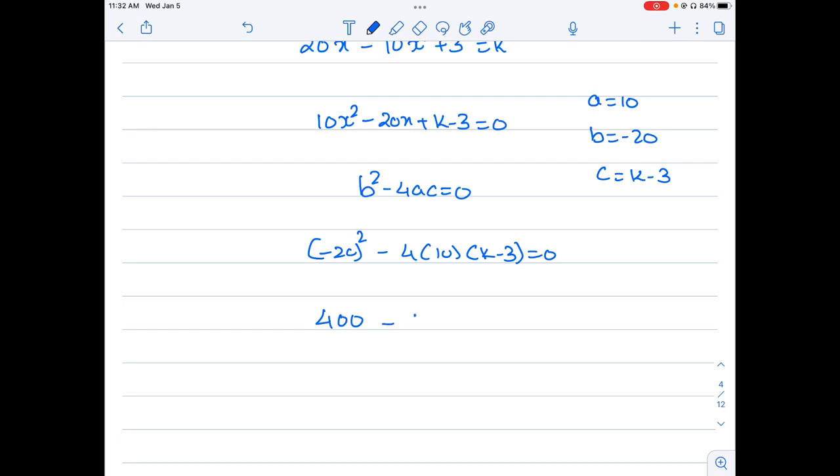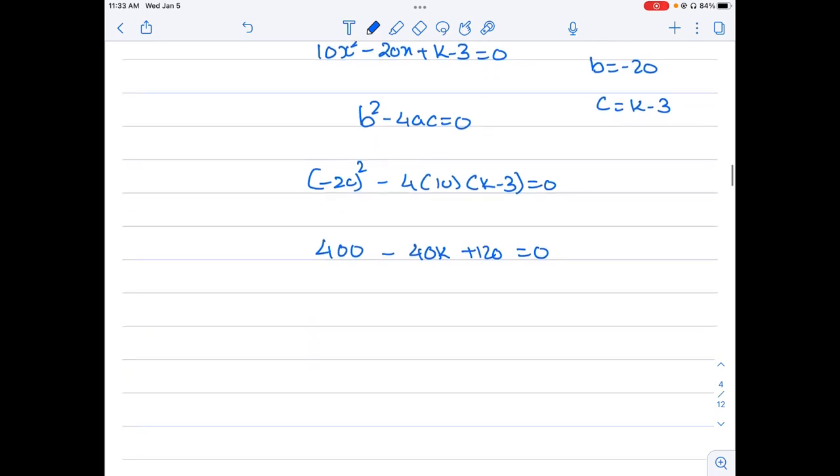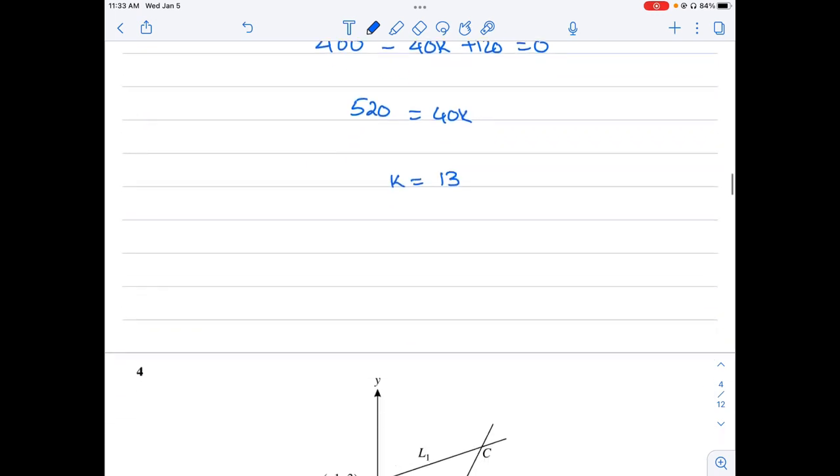So 400 minus 40k plus 120 is equal to 0. So I get 520 equal to 40k. So k is equal to 30. That's going to be the answer for question number 3.